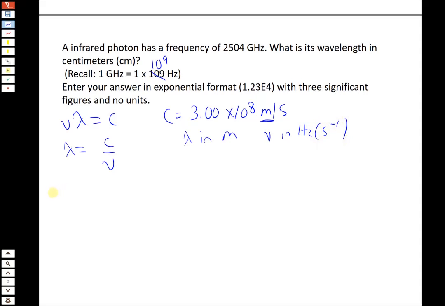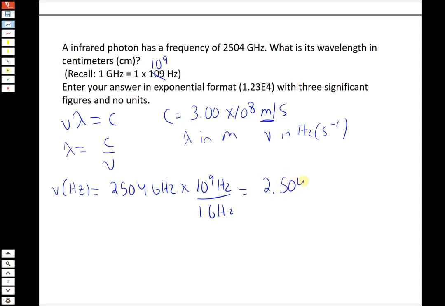So the first thing we have to do is convert it. So the frequency in hertz is going to be 2,504 gigahertz times 10 to the 9th hertz per gigahertz. So I believe that should come out to 2.504 times 10 to the 12th hertz. Let me double check that. Yep, did my math right in my head, so that's correct.